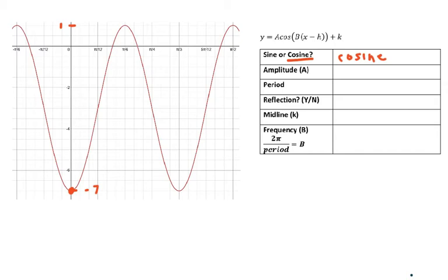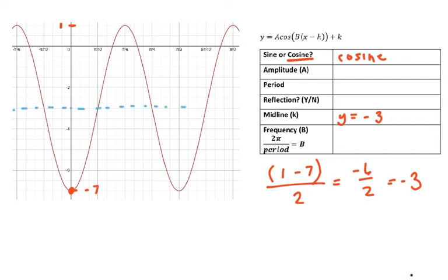To find the midline, the value halfway in between 1 and -7, we are just going to add these two values together and divide it by 2. So that is going to give us -6/2 or -3. So that tells us that our midline is going to be the horizontal line, y equals -3. This is exactly halfway in between our maximum and our minimum values. So this line will look something like this, the horizontal line where y equals -3.